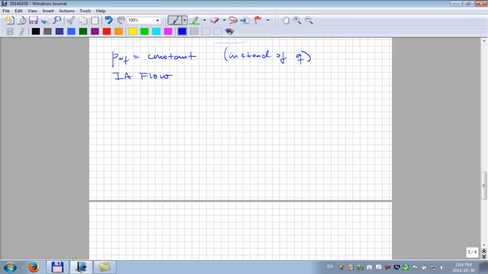And this discipline in reservoir engineering, production reservoir engineering, is not called pressure transient analysis. It's called DCA. Okay? DCA. Decline curve analysis. Decline curve analysis.